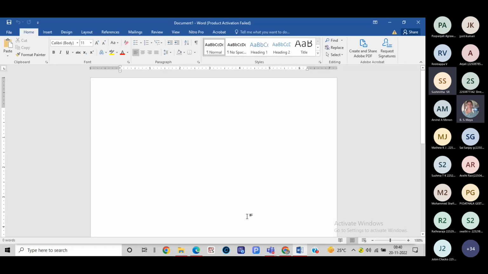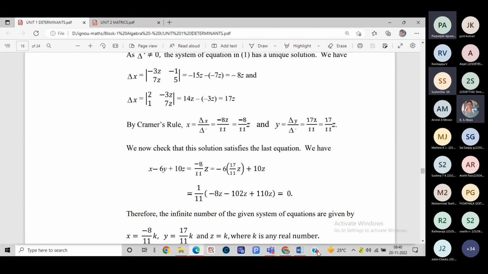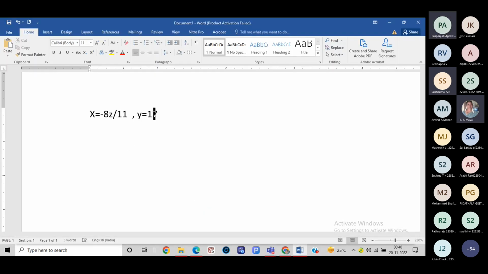Any doubt? Now I got x is equal to minus 8z divided by 11. Any doubt in this step? No. What about y? We got y is equal to 17z divided by 11. Clear, right? Now, what is z? Z can be 0, z can be 1, z can be 2, like that.